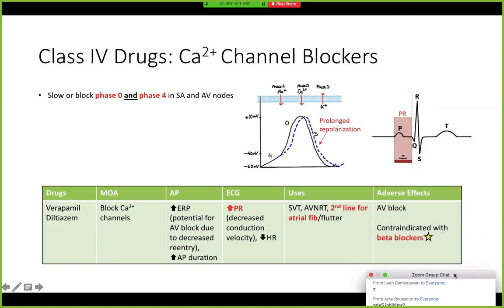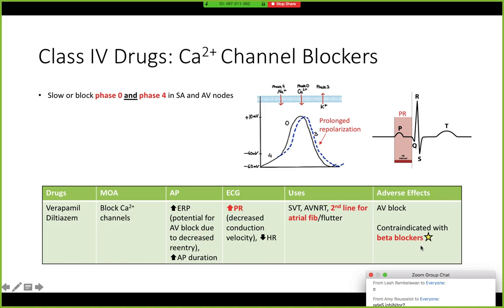Your class 4 drugs. Okay, so verapamil and diltiazem both block the calcium channels. They slow or block phase 0 and phase 4 in the SA and AV nodes. They increase the PR interval.